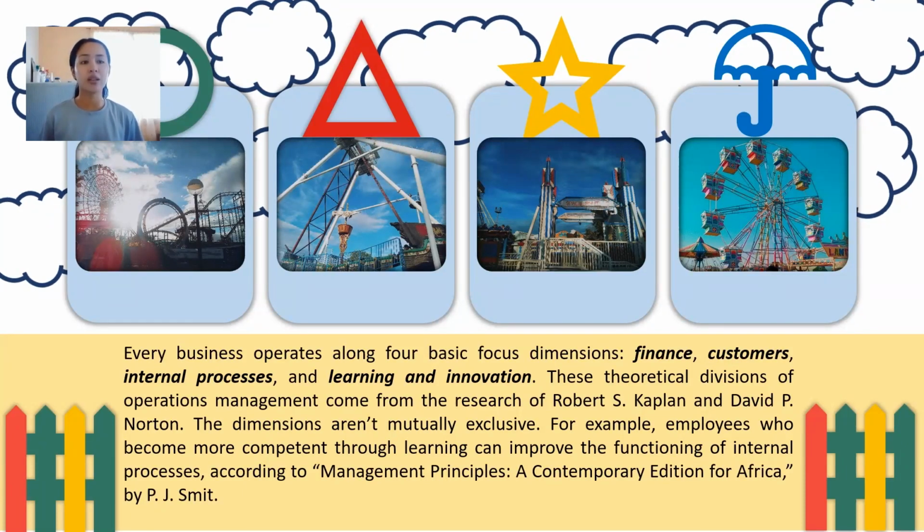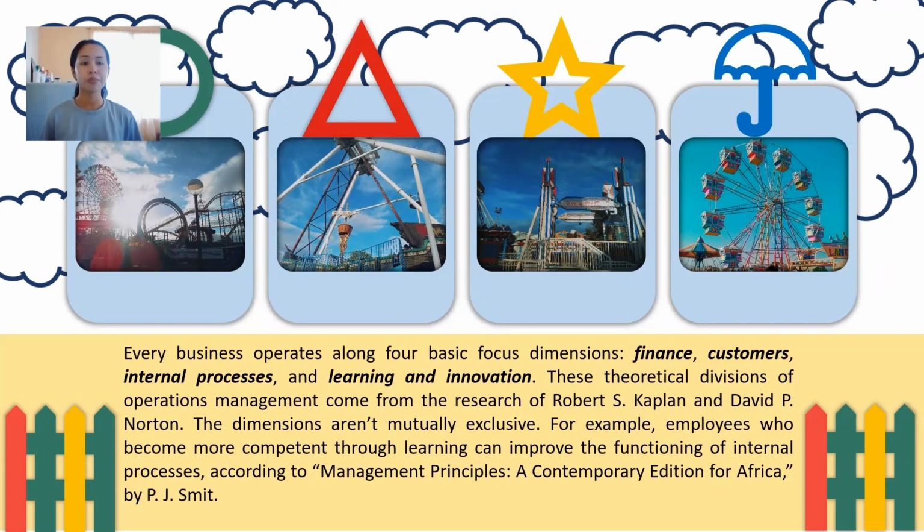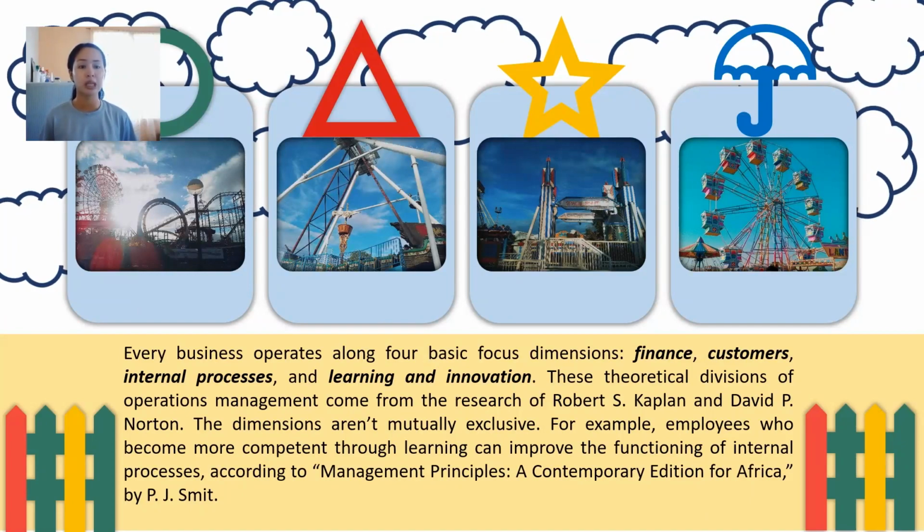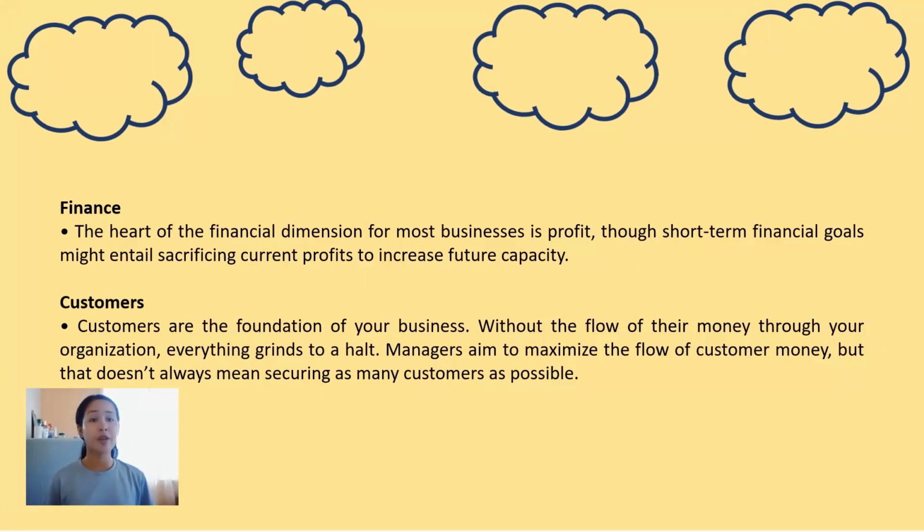These theoretical divisions of operations management come from research of Robert S. Kaplan and David P. Norton. The dimensions aren't mutually exclusive. For example, employees who become more competent through learning can improve the functioning of internal processes. This is according to Management Principles, a contemporary edition for Africa by P.J. Smith. So the first one is finance.